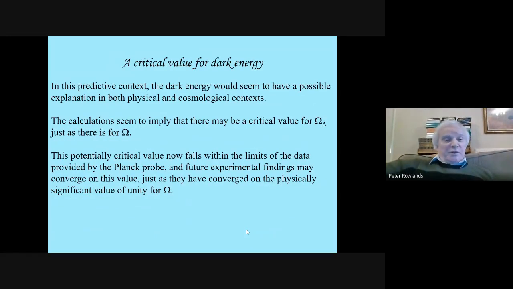So in this predictive context, the dark energy would seem to have a possible explanation in both physical and cosmological contexts. And the calculations seem to imply there may be a critical value for omega lambda, just as there is for omega. It's within the limits of the data that the Planck probe has already produced. And maybe future experimental findings will converge on this value, just as they converge on omega equals 1 for the total energy density.